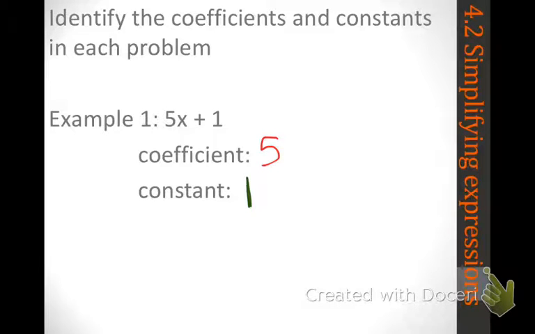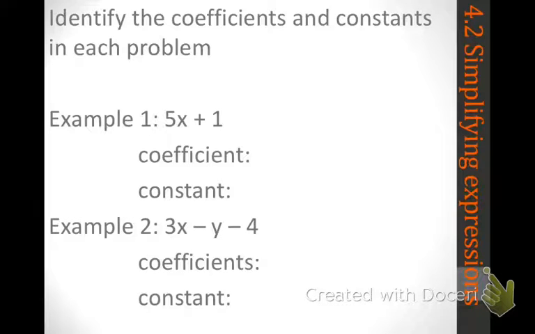Another example, example 2, is the algebraic expression 3x minus y minus 4. So we got to be careful here. There are actually two coefficients. One of the coefficients is 3. The other coefficient, we have to be super careful, is negative 1. Two coefficients there. And then there's one constant in that algebraic expression, and again we have to be careful. The constant is negative 4. So those are just two identification problems. Identify coefficients and constants.